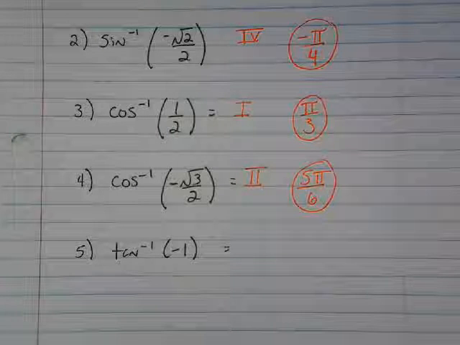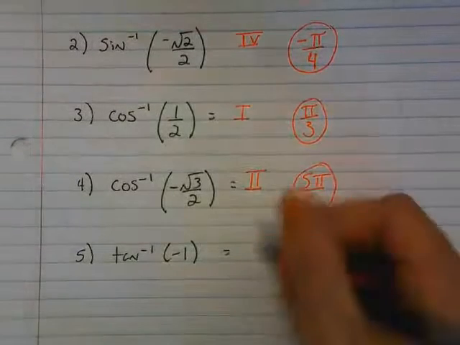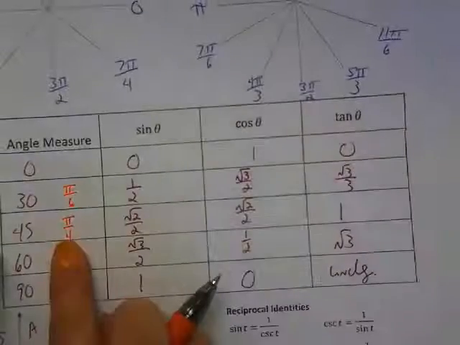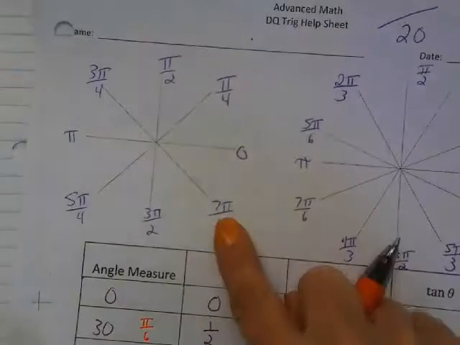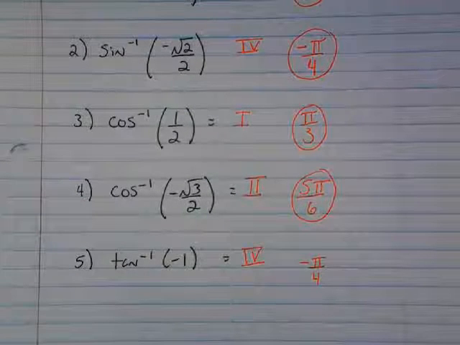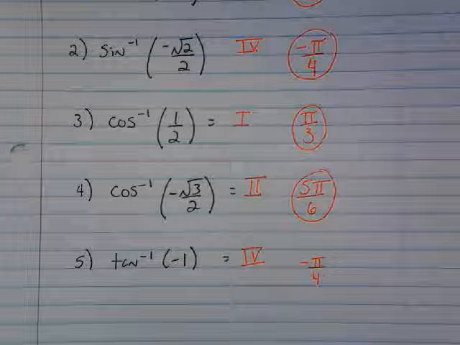Alright, so let's take a quick look. Hopefully you determined that you were in quadrant 4. You came to your little sheet. You found tangent of 1 happened at pi over 4. So you are down here. The quickest way to get there is to go negative pi over 4. So how'd you do? Hopefully you did great, and now we're ready to move on to the next thing.